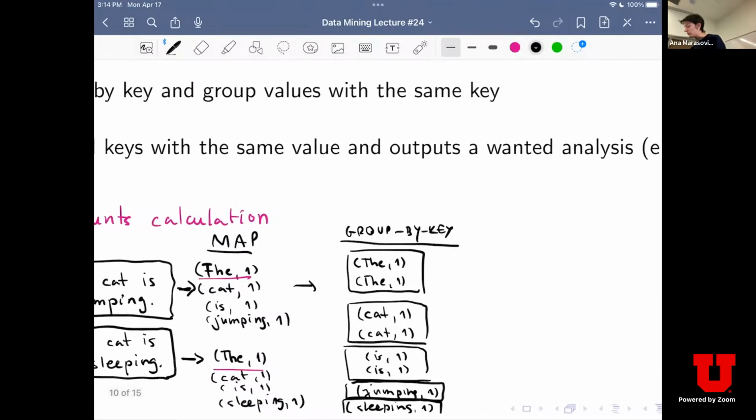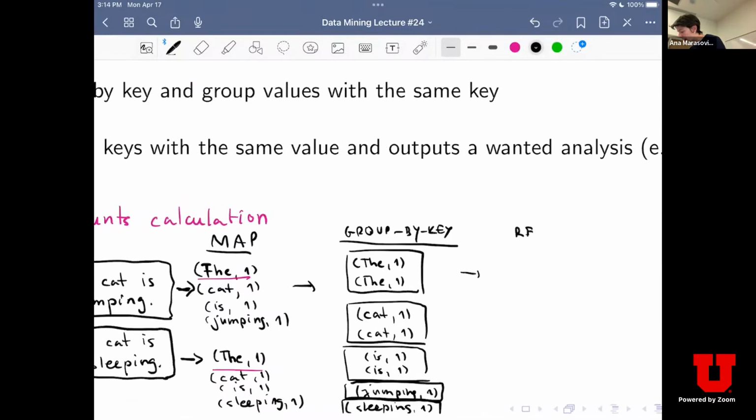And then the reduce operation now needs to basically aggregate across each group. So if our goal is to find the word count, which kind of operation should we do across the values of each one of the key value pairs here? Sum, yeah. We want to know what the count is, and now we just sum the corresponding values. So "the", "cat" and "is" are going to have value 2, but "jumping" and "sleeping" will have 1.